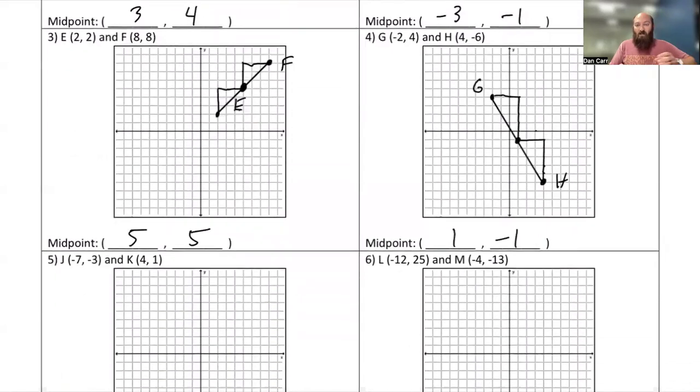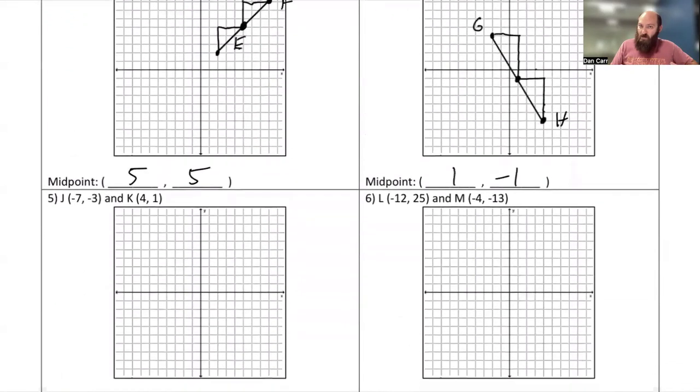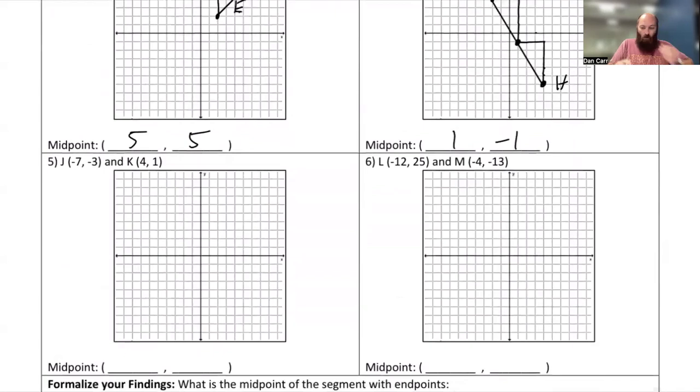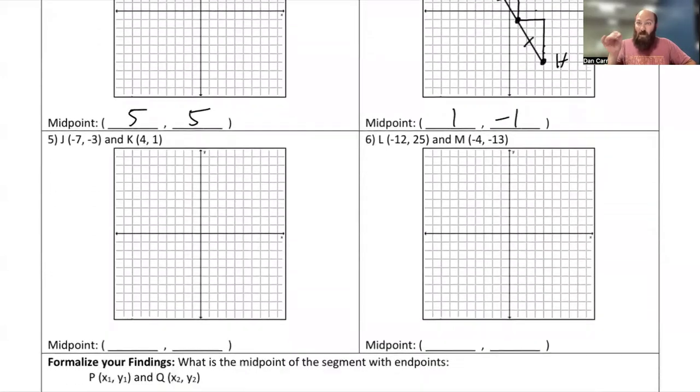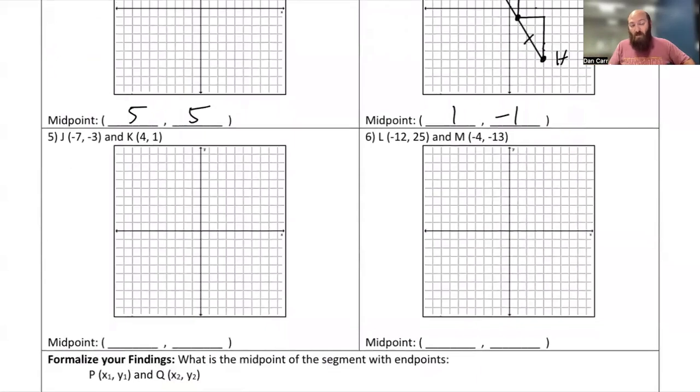I'm making sure that it's the same distance on both sides. That's what we're going to have in the middle. We're creating scenarios where this is congruent to that, and that is congruent to that. So the midpoint is right in the middle, and it has to be equal on both sides here.